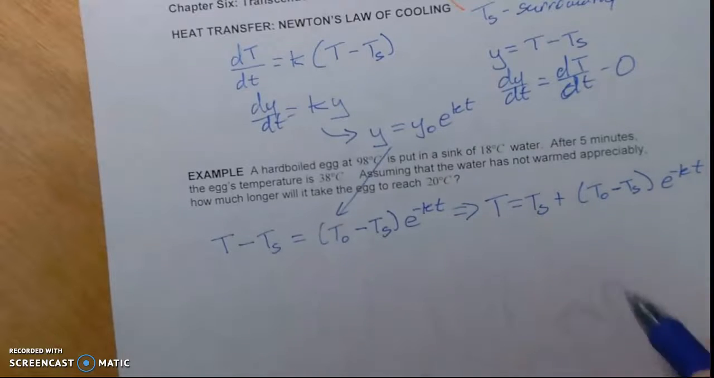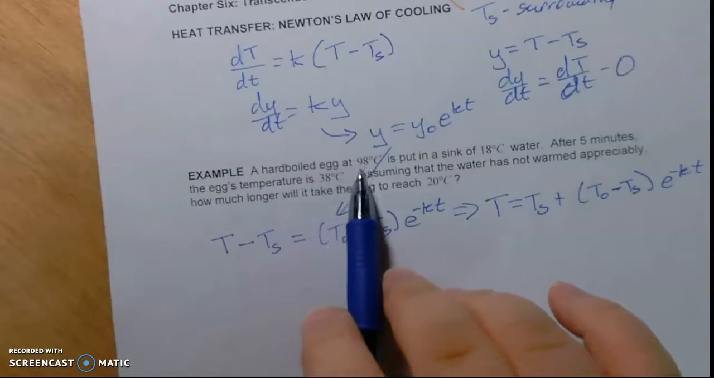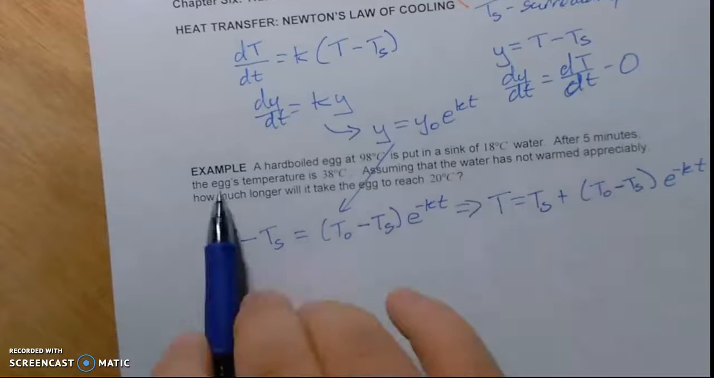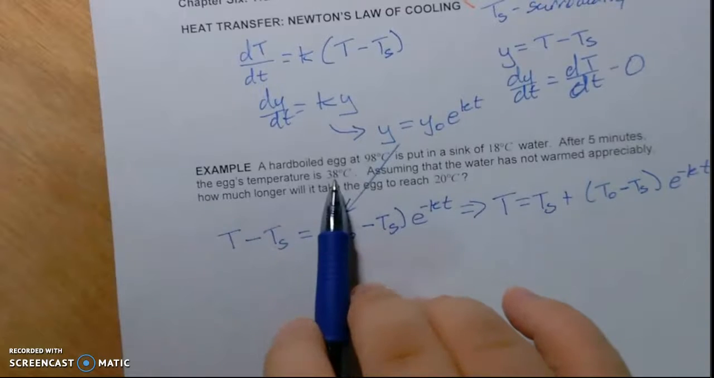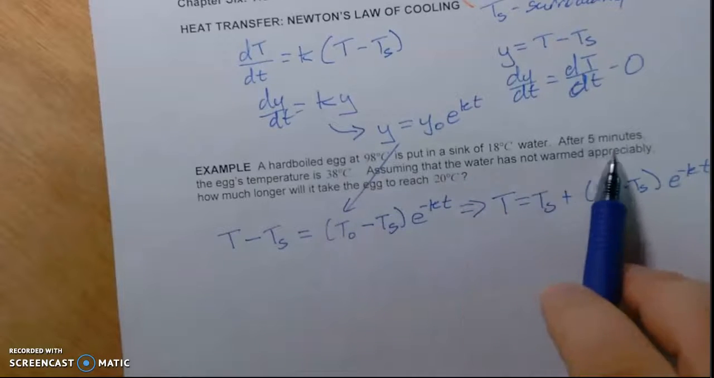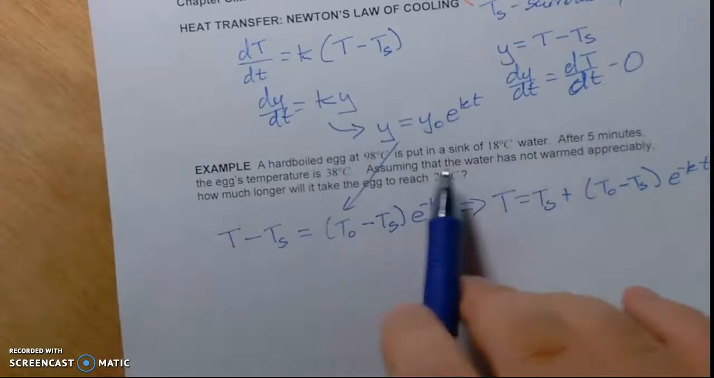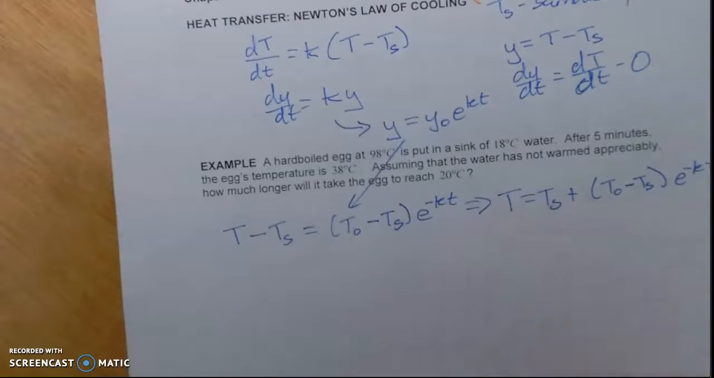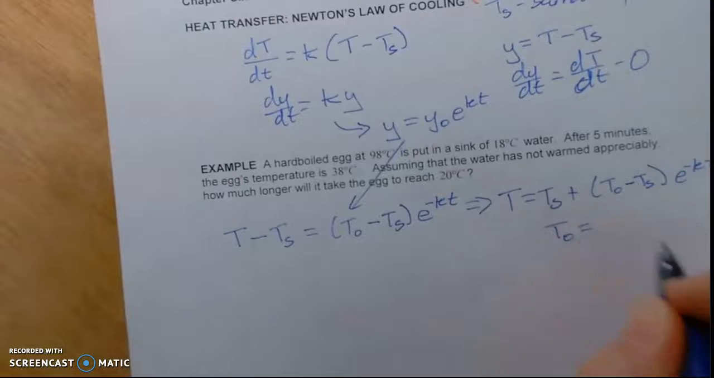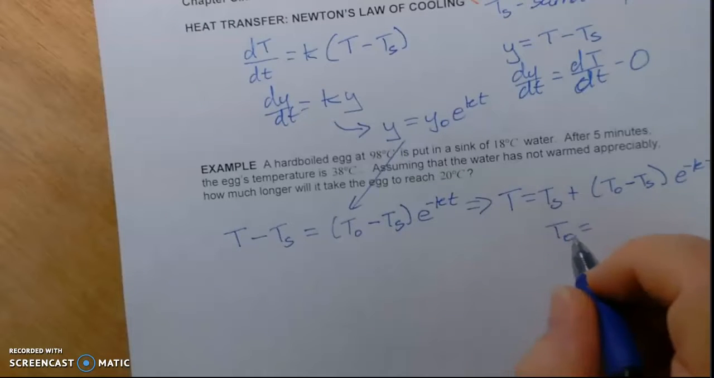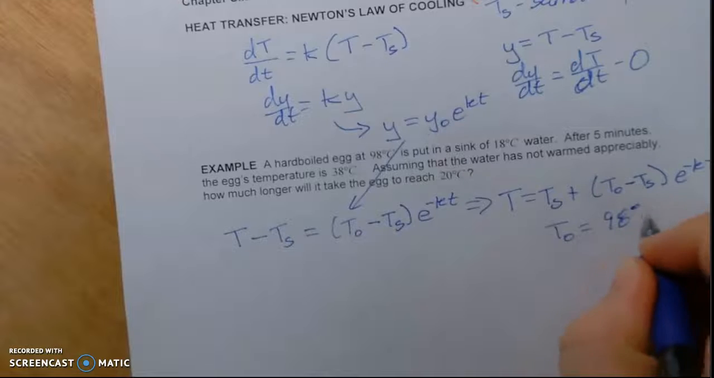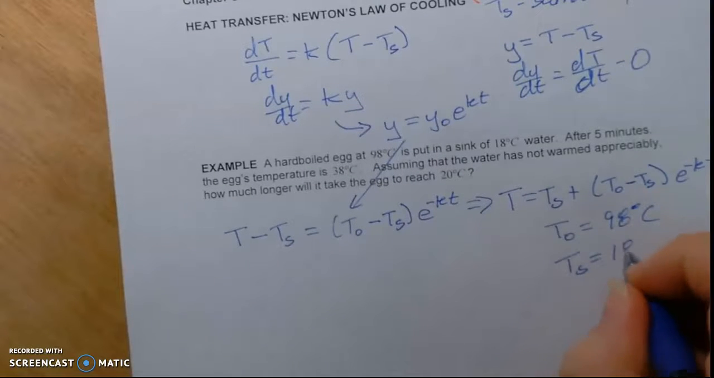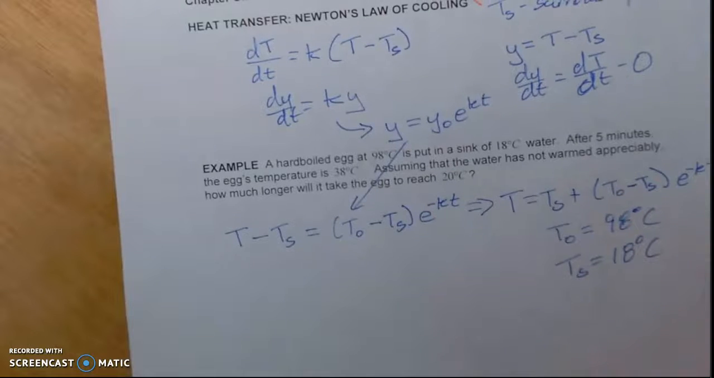So let's read this problem and we'll get started. A hard-boiled egg at 98 degrees Celsius is put in a sink at 18 degrees Celsius. After 5 minutes, the egg's temperature is 38 degrees. Assuming that the water is not warmed appreciably, so we haven't warmed up the water by putting the egg in there, how much longer will it take the egg to reach 20 degrees? So let's write down some givens. The initial temperature of the egg is 98 degrees. The surrounding temperature is the water, which is 18 degrees Celsius.